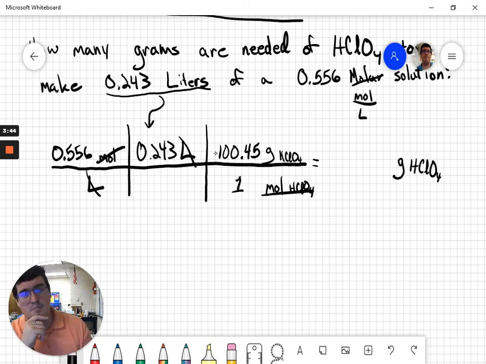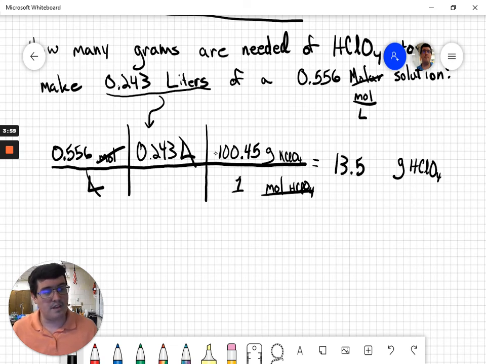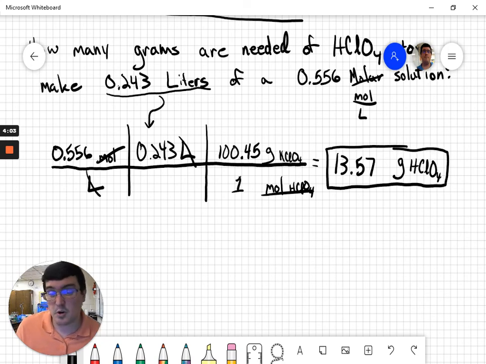So we're just going to multiply all these numbers together. We're going to take 0.556 times 0.243 times 100.45 equals, I get 13.57 grams. By the way, the name of that thing is perchloric acid, but we'll talk more about that in the next unit. Acids and bases next unit. That's the answer.